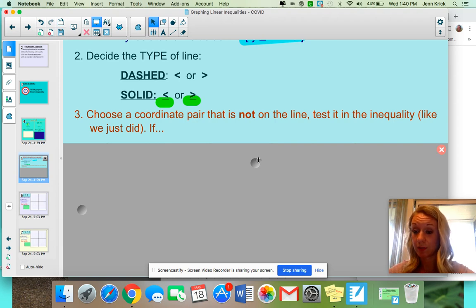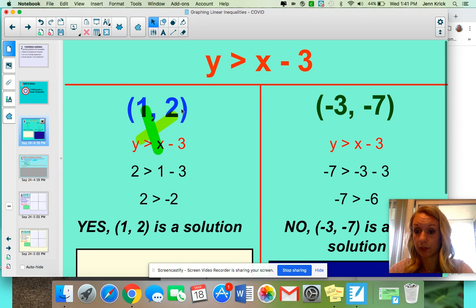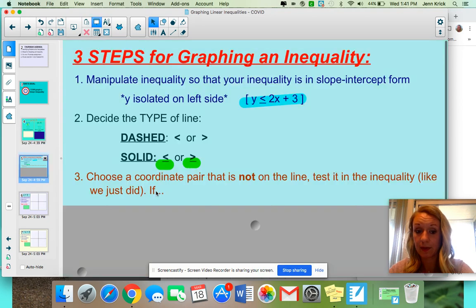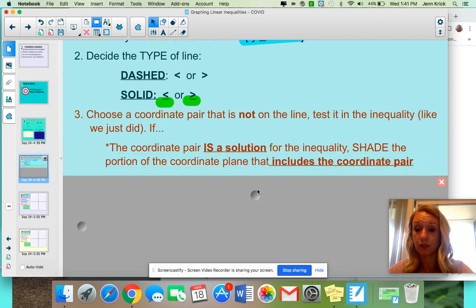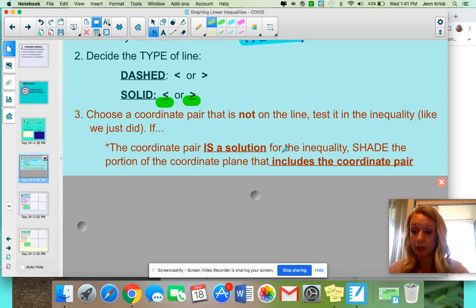One of the best tester pairs you can use is 0, 0. Very simple to plug in and to manipulate. Let's say that you plug in 0, 0, just like we did here with 1, 2, -3, -7. If 0, 0 makes the inequality true and it is a solution, you will shade the region that includes that coordinate pair. So if you plug in 0, 0, and it makes your inequality true, you're good to go, you're going to shade the region that includes 0, 0.